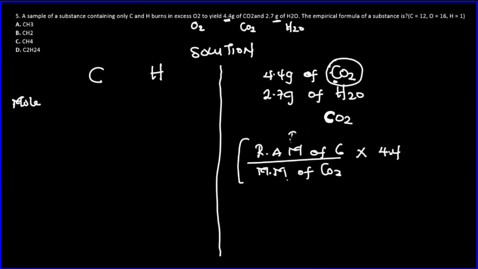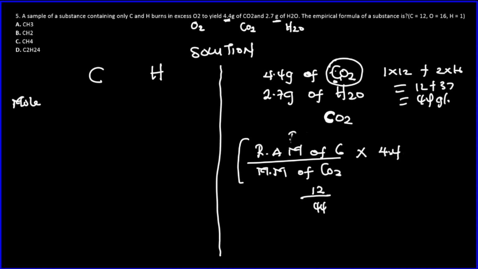So this is going to be the relative atomic mass of carbon, 12, divided by the molar mass of carbon dioxide. Molar mass is also relative molecular mass. So how do you find it? 1 times 12 plus 2 times 16. 12 plus 32, that's 44. So the molar mass, or the relative molecular mass, is 44.